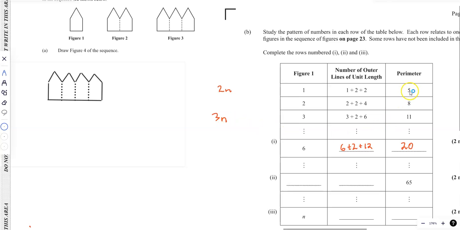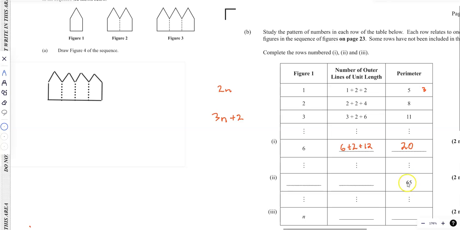And then you examine this number if it's going up by 3. So we start with 3 there and you examine this number. It's bigger than 3 by how much? 2. So the nth term for it would be 3n plus 2 because it's bigger than the 3 times table by 2. You add 2. So 3n plus 2. So this formula here represents the nth term formula for the perimeter.